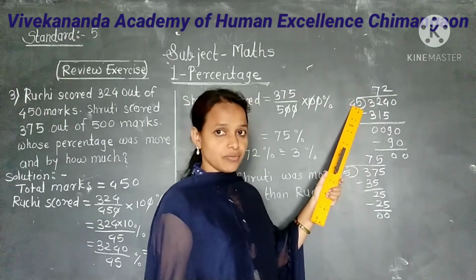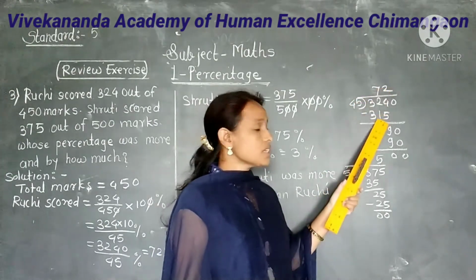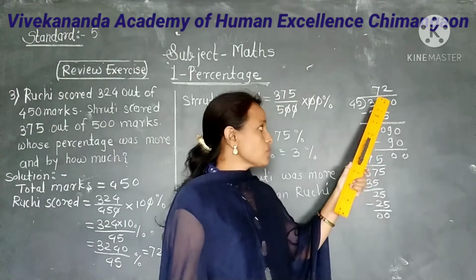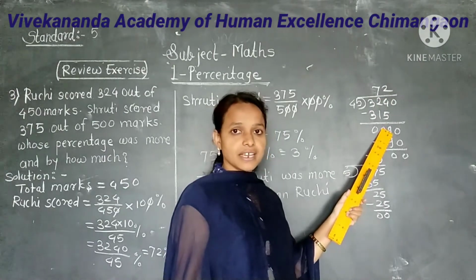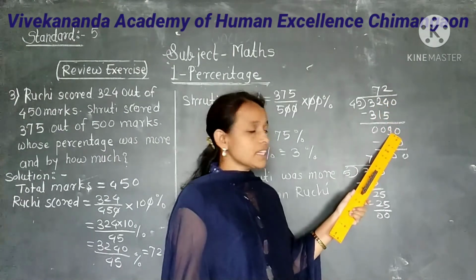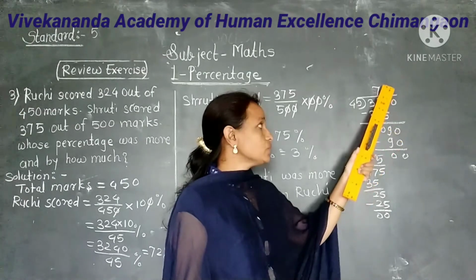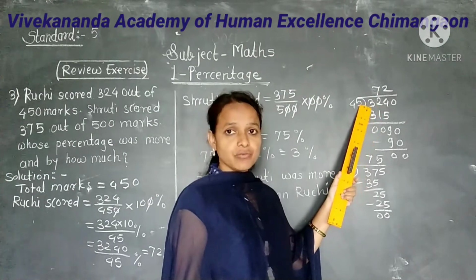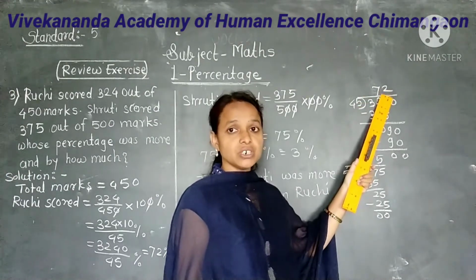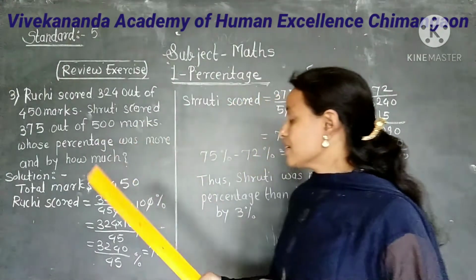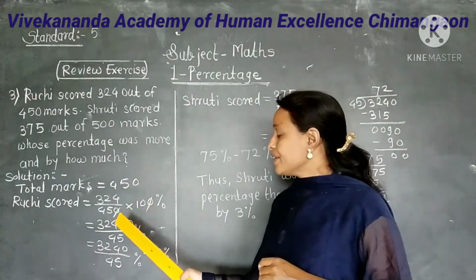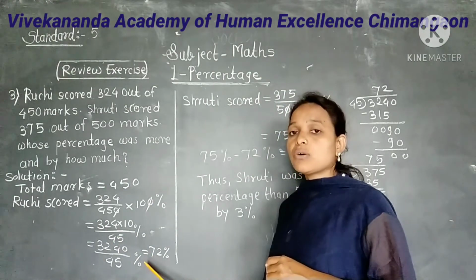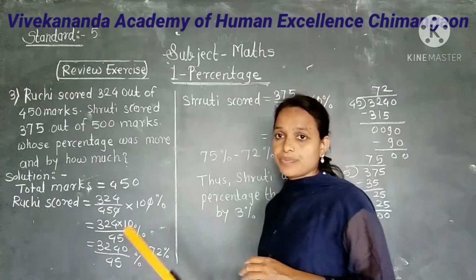3240 by 45. So here 45 7s are 315, 7 is the quotient and the product is 315. By subtracting, we get remainder 9. Next digit 0, so 90 divided by 45, we get quotient 2. In this way, by dividing 3240 by 45, we get quotient 72. So Ruchi got 72%. Now we have to find out what percentage Shruti got.